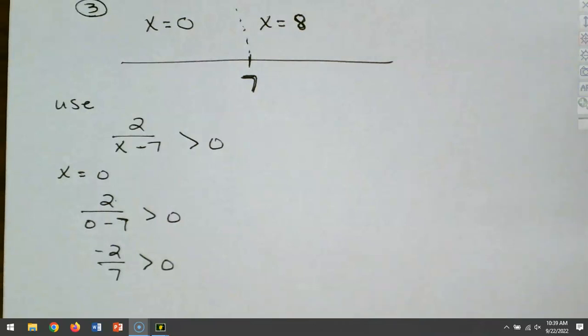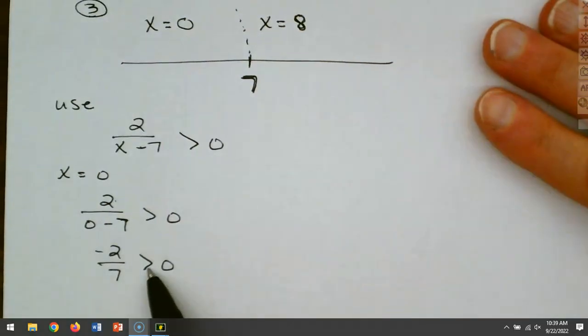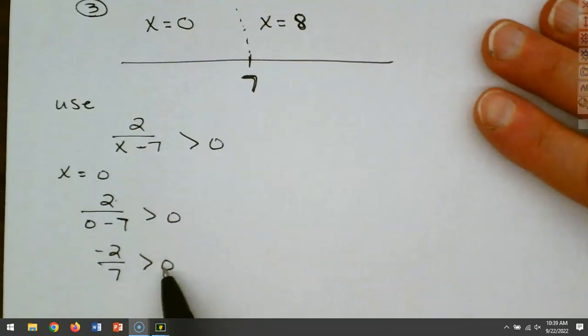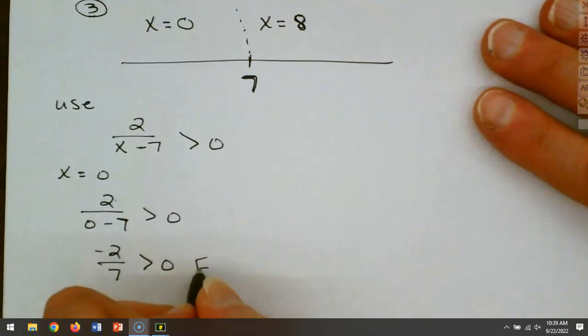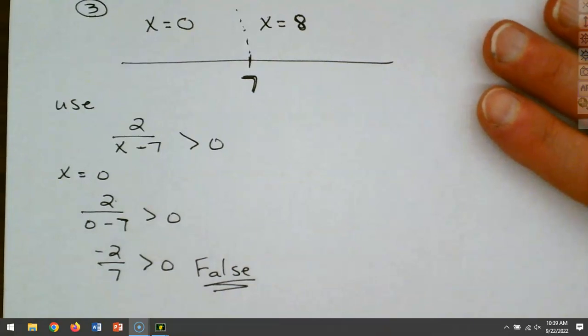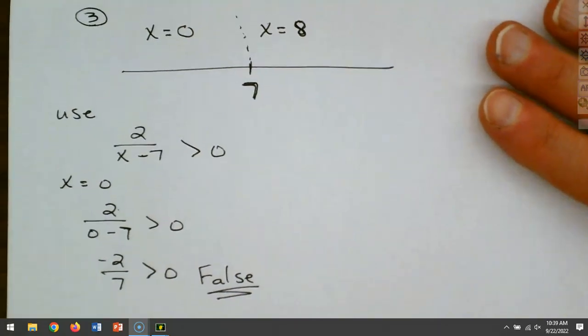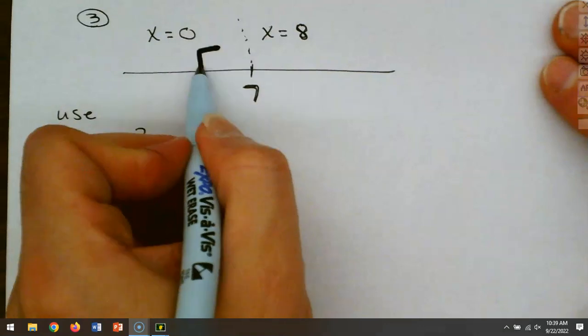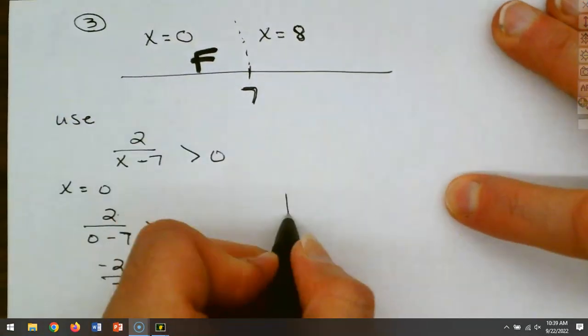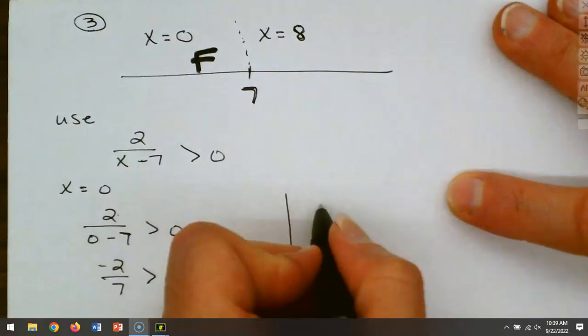Watch the way it opens. It's a negative 2/7, isn't it? And you're trying to tell me that negative 2/7 is bigger than 0. Well, it's not. It's smaller, so it would actually be false, wouldn't it? Watch the way that it opens. So that means now the left-hand side is false. What about the right-hand side? What about when we plug in 8?